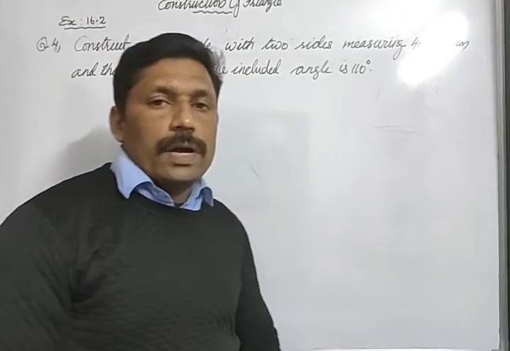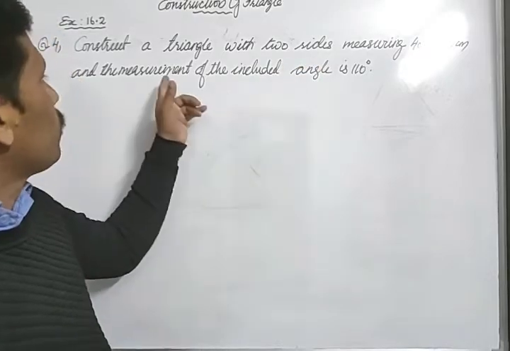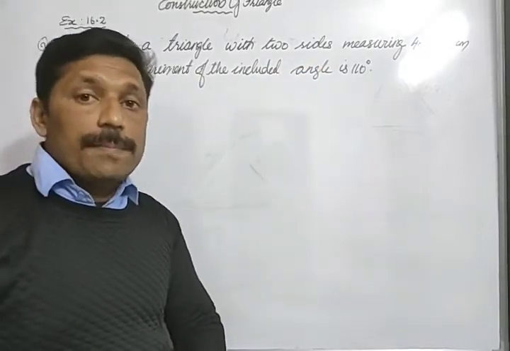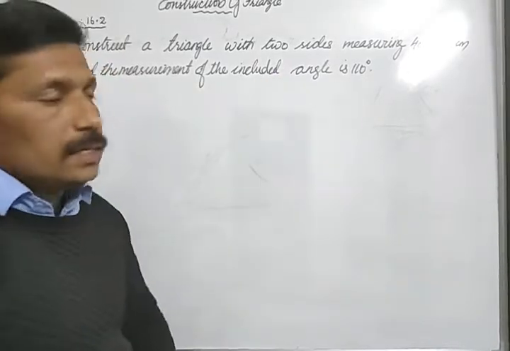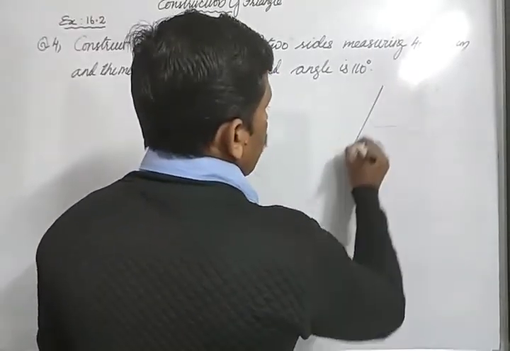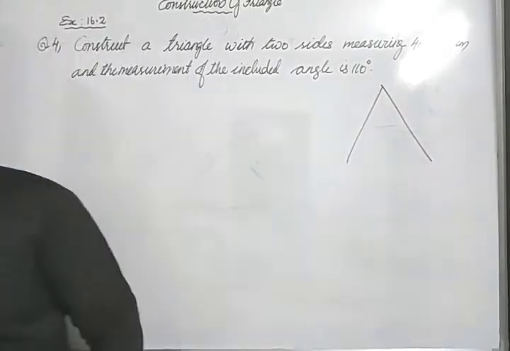Next, question number 4. Construct a triangle with two sides measuring 4 centimeters and 5 centimeters, and the measurement of the included angle is 110 degrees. So here we have to make a triangle. The triangle's name is not given, so any name we can give.